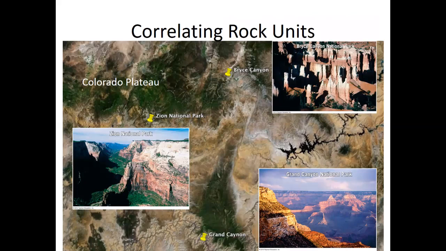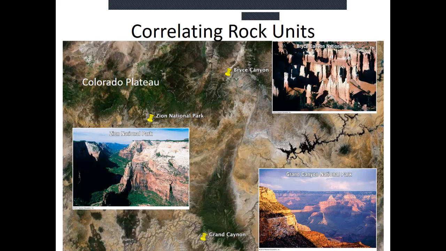So correlating rock units allows us to piece together larger regions and get a larger picture of time. So for example, in the southwest portion of the United States, the region is called the Colorado Plateau. This area is known for the very vibrant, colorful bands or layers of sedimentary rock. Because for hundreds of millions of years, this was a sea floor on which layers of sediment were being deposited.